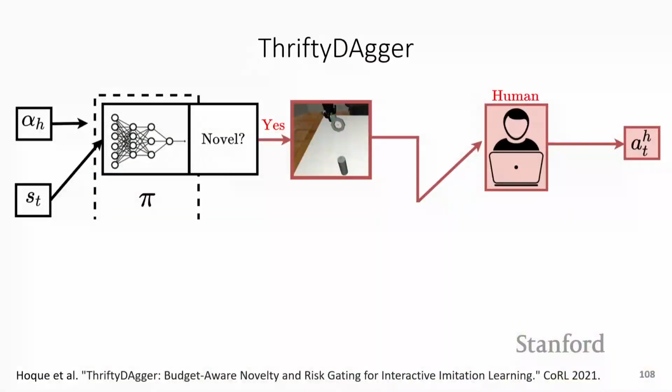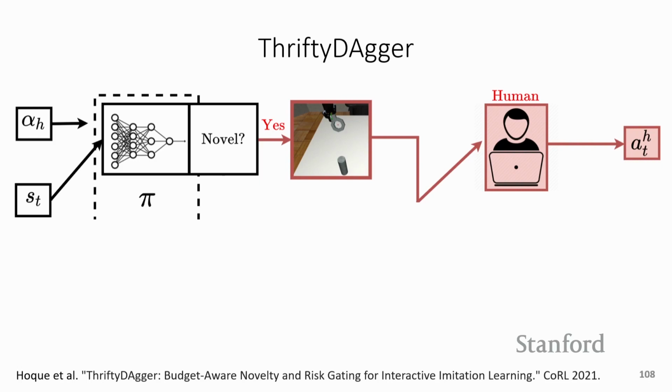In particular, we call our approach ThriftyDAgger. This is an interactive learning approach where we're going to be iteratively collecting data from a human and using that to improve our model. We assume that we have a human operator that we can call into, kind of like a call center approach, and ask them to come in and help us out.